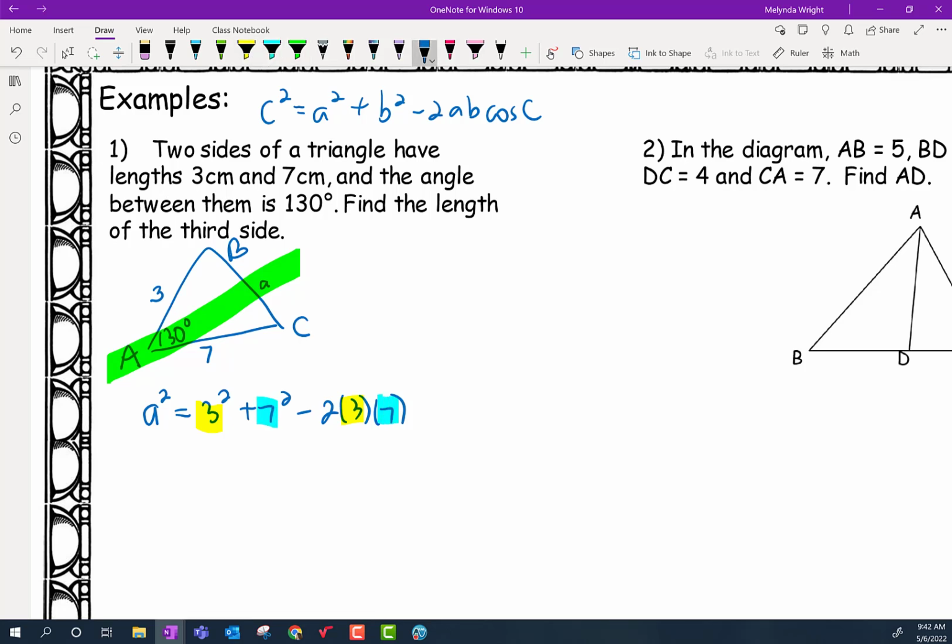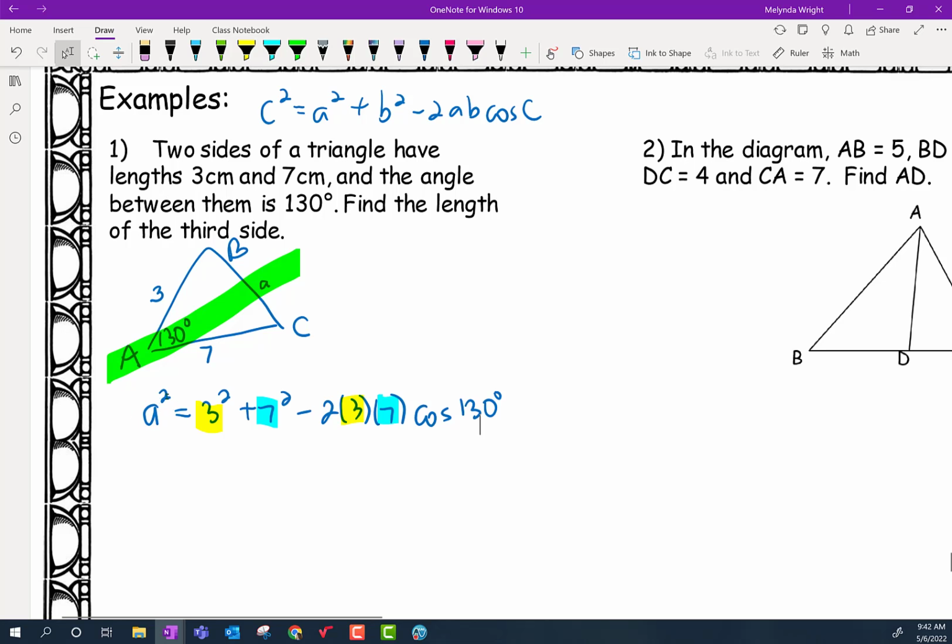We were having a little bit of trouble with that the other day, so that's where they go. And then it's cosine of angle A. All right, so this is something we're going to put in our calculator. This is not something we're going to do by hand. And actually we know angle A. Angle A is 130 degrees. All right, so let's navigate to our calculator and let's work on putting that in.